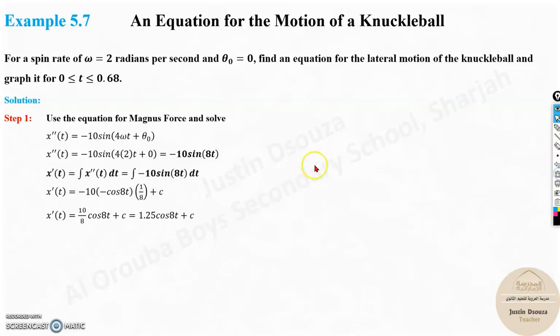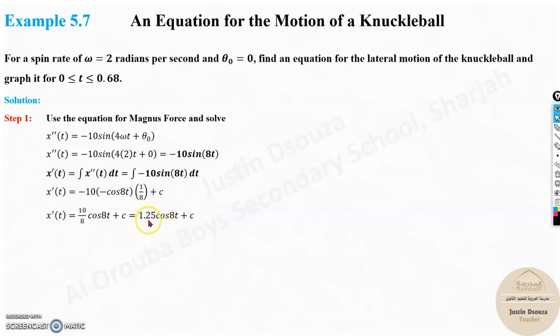Try this u substitution method. You have done this before. So when you solve it, you're going to get this particular answer, plus c, the constant of integration. Now, before finding the initial velocity, over here it's rearranged: negative 10 by 8 cos 8t plus c. Sorry, my bad. Over here the negative goes and it becomes positive, so it's 10 by 8 only. And what is 10 by 8? It is 1.25 cos 8t plus c.